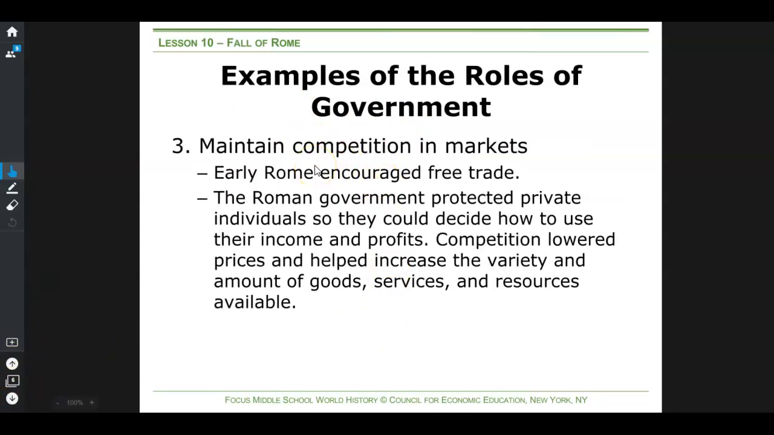Rome very much believed in and encouraged free trade and wanted to be able to protect the trade routes and maintain competition within its markets. And so providing those spaces for people to trade and providing military protection to the trade routes would create a good economy so that people could earn money and income and wealth through trade.